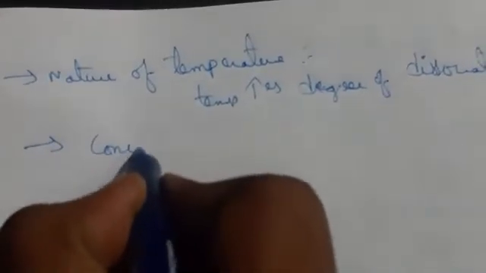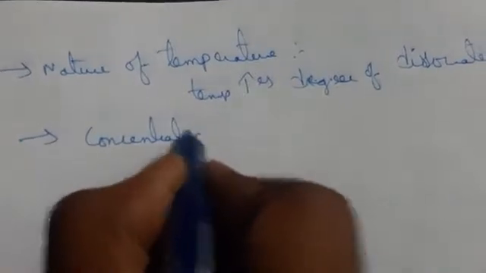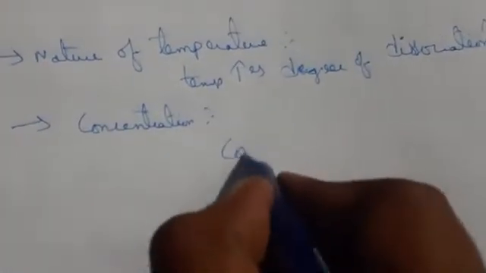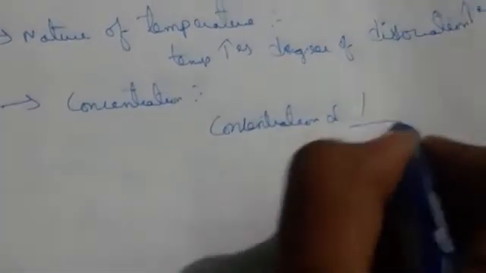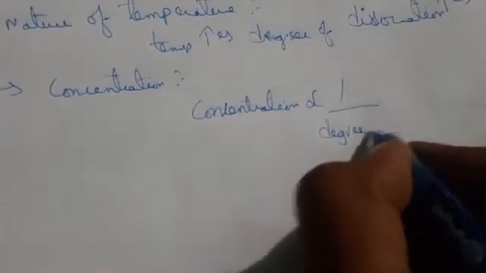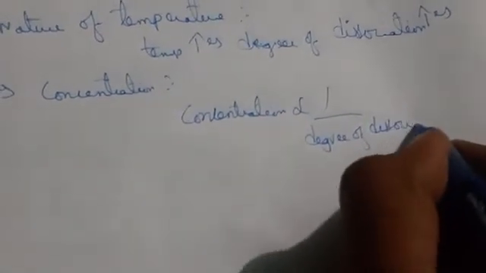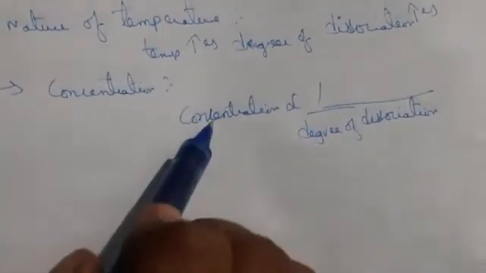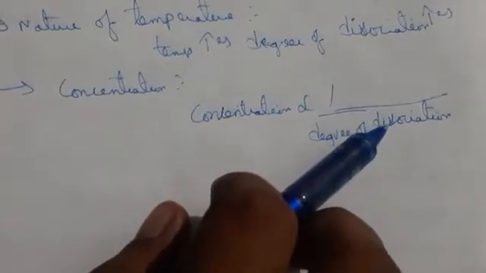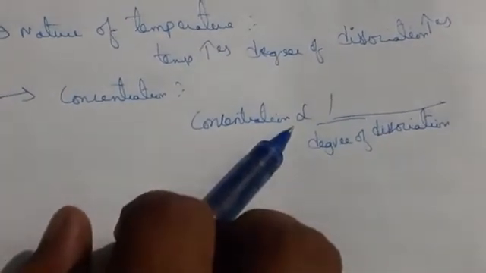And also if you take concentration, here the concentration is inversely proportional to the degree of dissociation, we can say. Why? Because if the concentration is increasing, the degree of dissociation decreases. So if you take less concentration, the degree of dissociation will be more. If you take more concentration, the degree of dissociation will be less. So these are about the applications of the common ion effect, we can say.